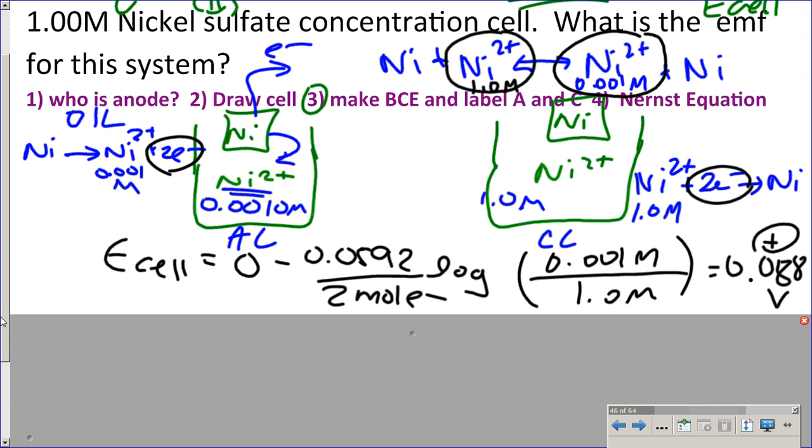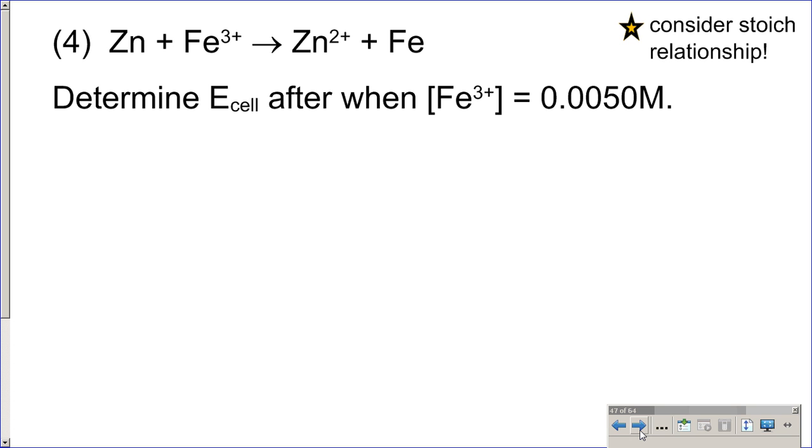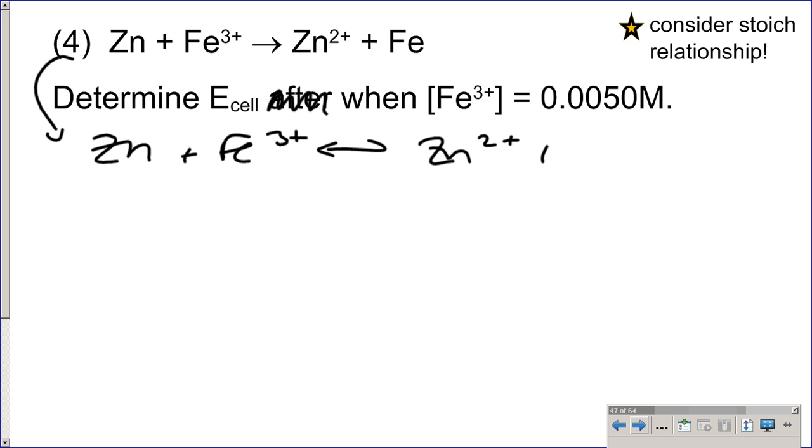Okay. So, determine the E cell. E cell means Nernst equation. Determine E cell when iron 3 is 0.0050. Okay, so what was it before? 1 molar. Okay, so I'm going to transpose this down here. Zinc plus iron 3 equilibrates to zinc 2 plus iron.